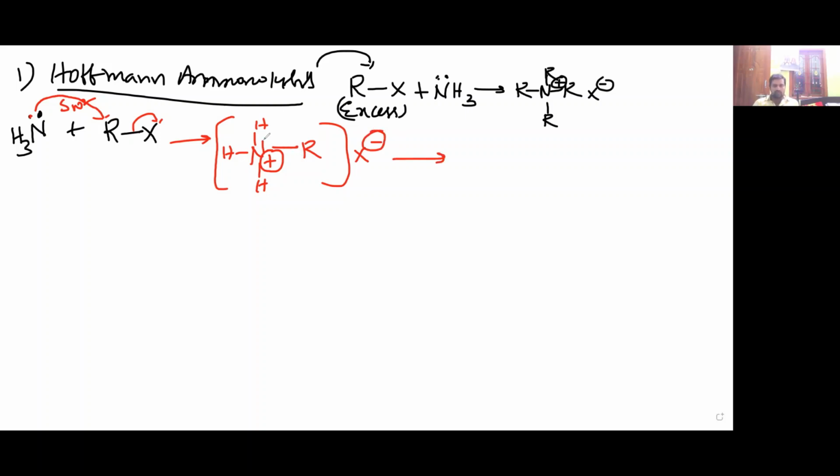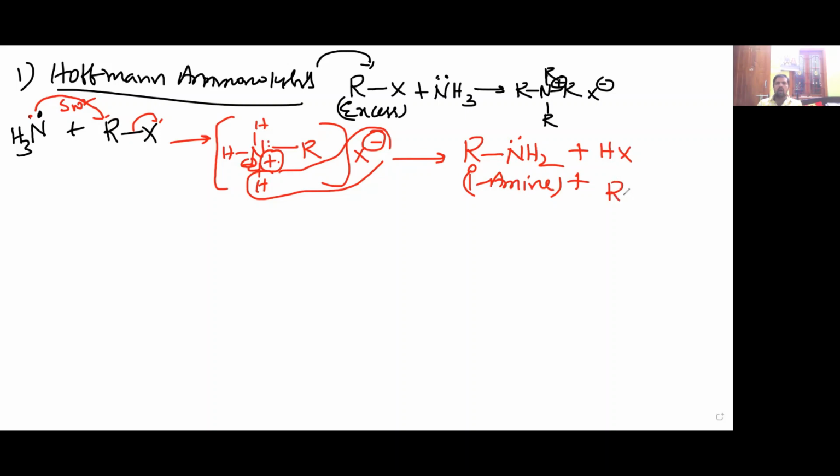Nitrogen with four bonds is highly unstable. So what part is eliminated? HX is eliminated. Please remember, the bond shifts, negative and positive make neutral, and the nitrogen gets back that pair of electrons as HX is eliminated. Then you get RNH2, which is called a primary amine, plus the byproduct HX.